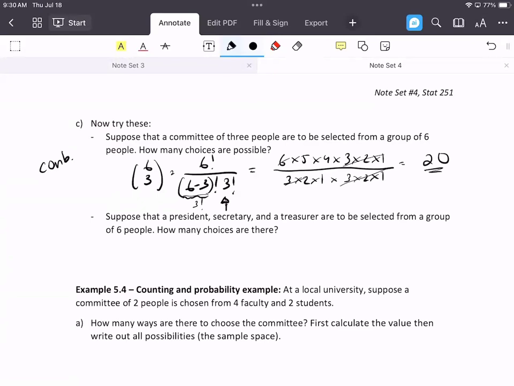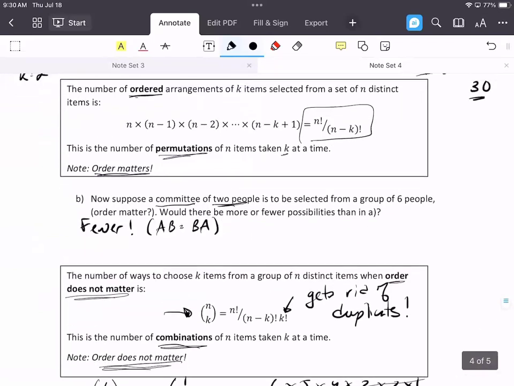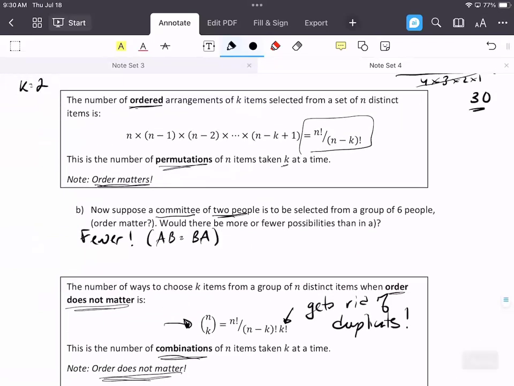Now, in the next part, suppose that a president, secretary, and treasurer are to be selected from a group of 6 people. How many choices are there? Well, in this case, does order matter? Yes, it does. We're going to elect a president. Once I've elected a president, there are fewer people that I can choose for the other positions. So order matters. This is a permutation.